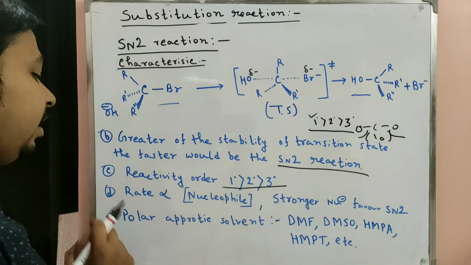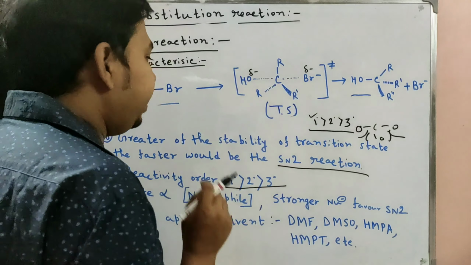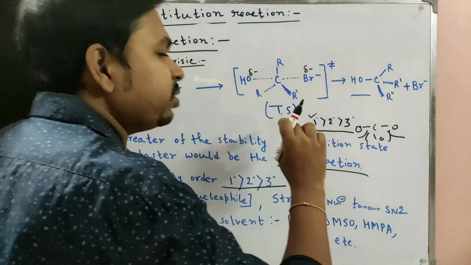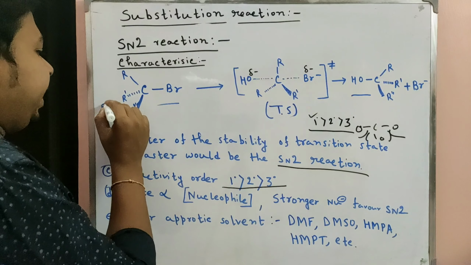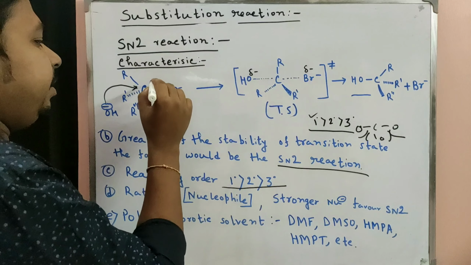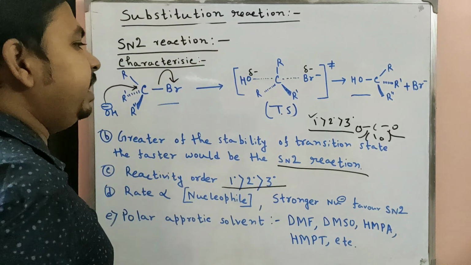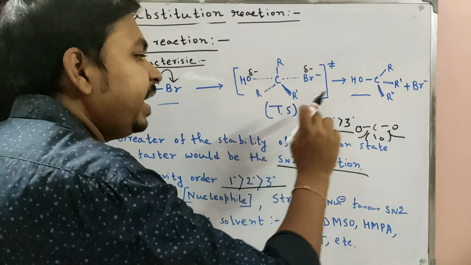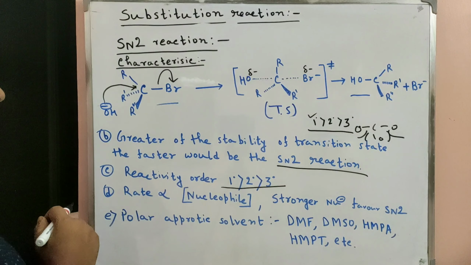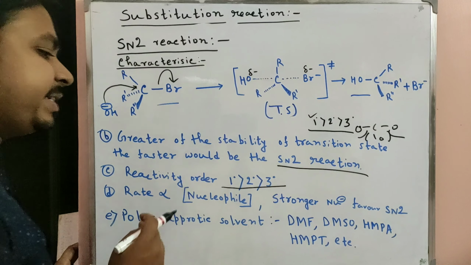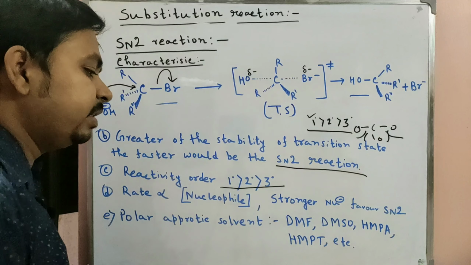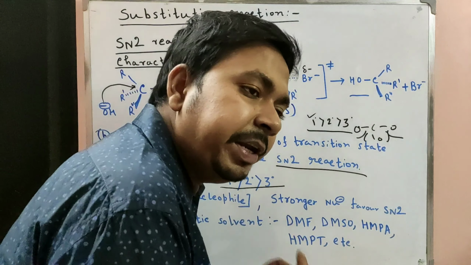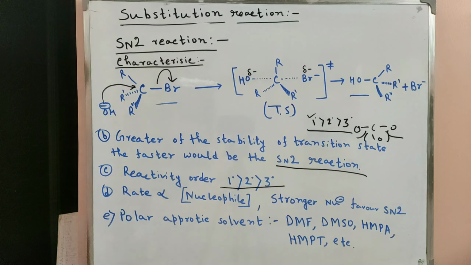And then the rate is proportional to the nucleophile. When the nucleophile is very strong, the reaction goes through this pathway, because the nucleophile attacks this center and then Br minus leaves. So when the nucleophile power is high, the SN2 reaction rate increases. And polar aprotic solvents like DMF, DMSO, HMPA and HMPT increase the reaction rate, and the reaction is favored in these solvent media.